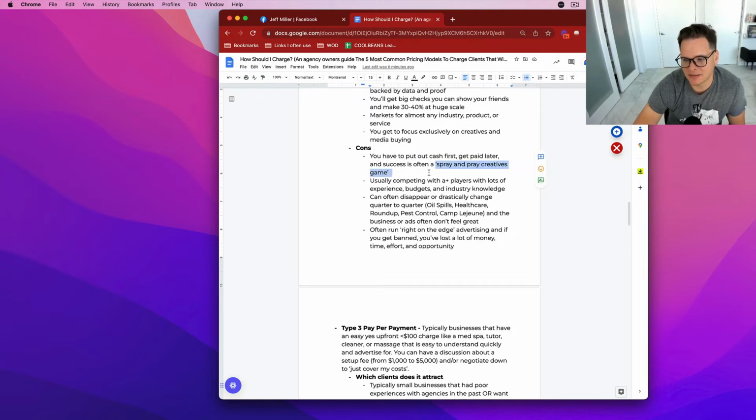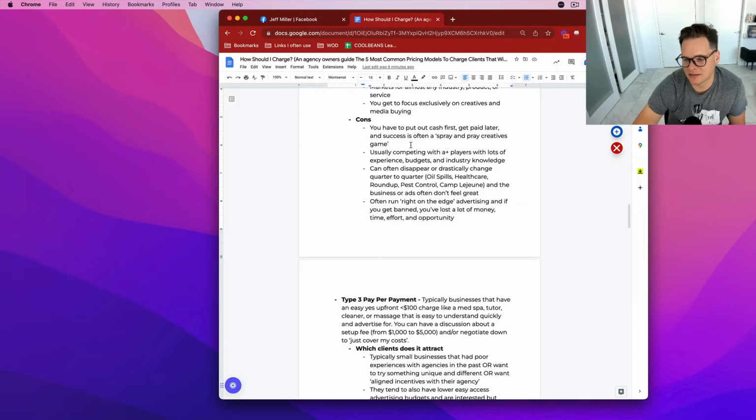Like there isn't competency on business process or language or transformation. It's just, hey man, this creative worked, and you don't have attachment to the success. It just happens to be an ad that works at the moment. Usually competing with A-plus players with lots of experience, industry, budgets, stuff like that.